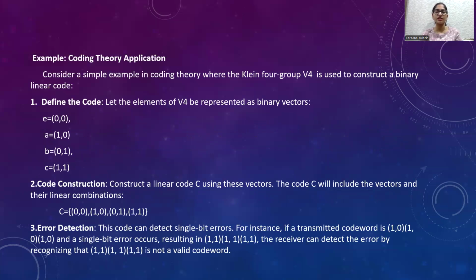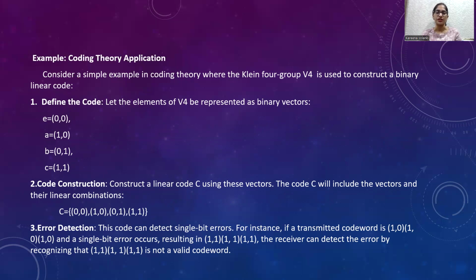For example, a coding theory application. Let us consider a simple example in coding theory where the Klein group V4 is used to construct a binary linear code. So let's define the code. The elements of V4 can be represented as binary vectors. The second one is code construction. Construct a linear code C using these vectors. The code C will include the vectors and their linear combinations.